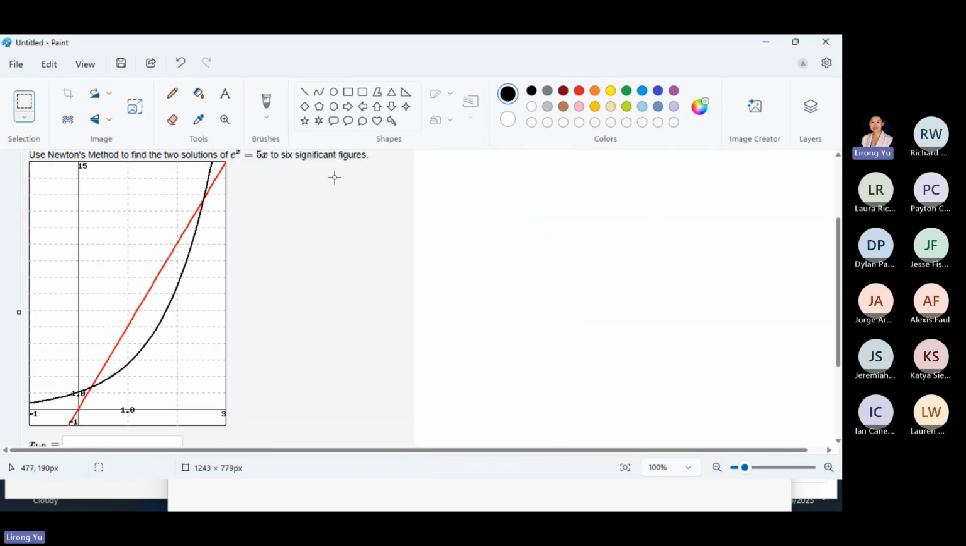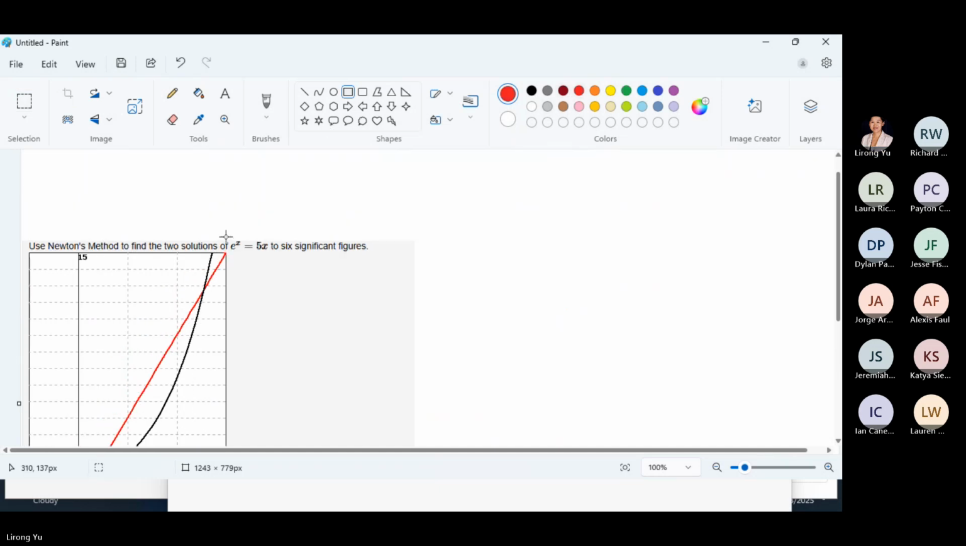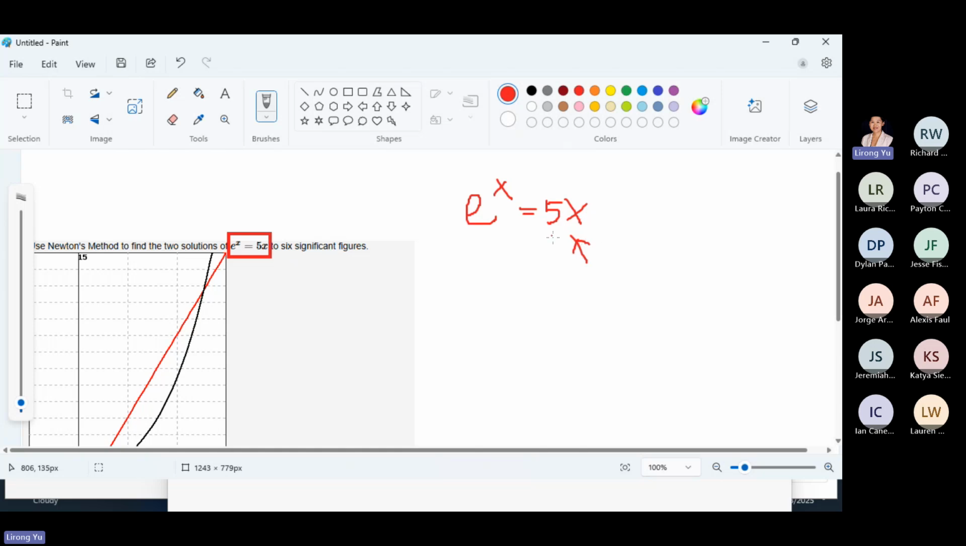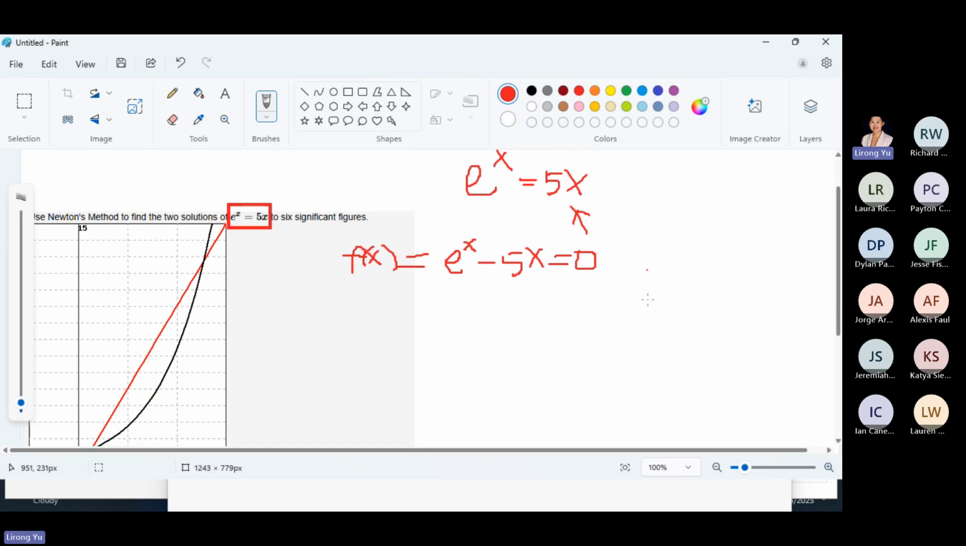So let's talk about question 8. The equation we're solving is this one. So we're essentially solving e to the x equal to 5x. And again, if you are using Newton's method, the right side has to equal 0. So we subtract 5x, and you have e to the x minus 5x equal to 0. That's going to be our function, the function that we follow.